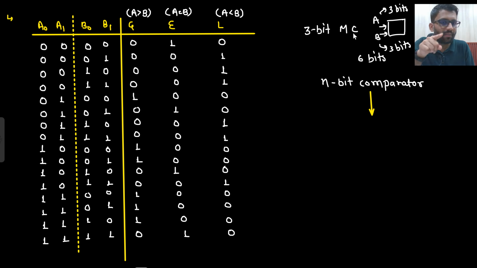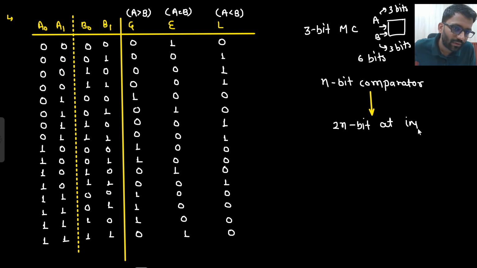So if I am writing n-bit magnitude comparator, that means how many bits are coming at the input? Each number A will be of n bits and B will also be of n bits. So 2n bits will be coming at the input.